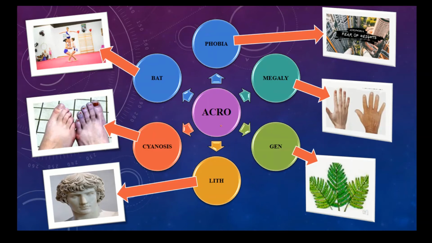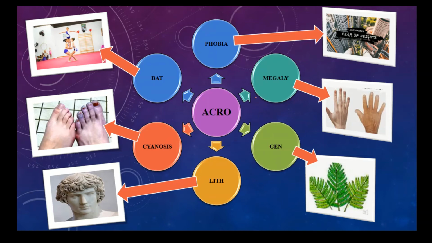Next one, acrogen. Acro, tip. So acrogen meaning growing points are at the tip of the stem. As shown here, it is a flowerless plant that has its reproductive features at its tip. These plants are seen in the Carboniferous era. They are known as acrogens.